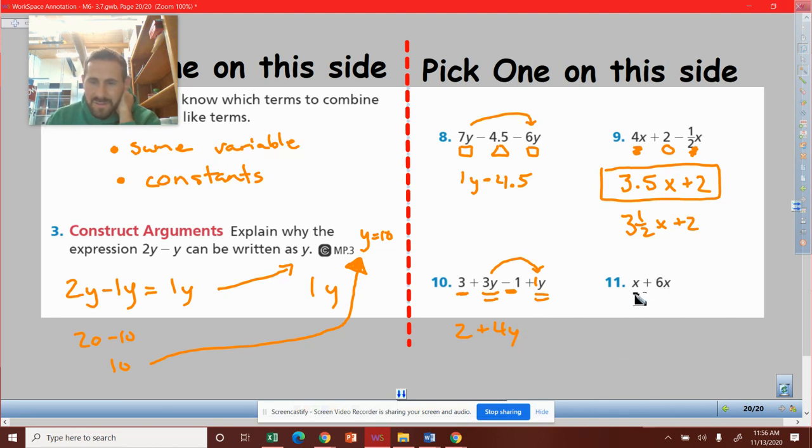And the last question, these are the exact same thing. And what I mean by that is they're like terms. They both are a term that have a variable x. So we've got 1x plus 6x. So 1 plus 6, we have 7x's.